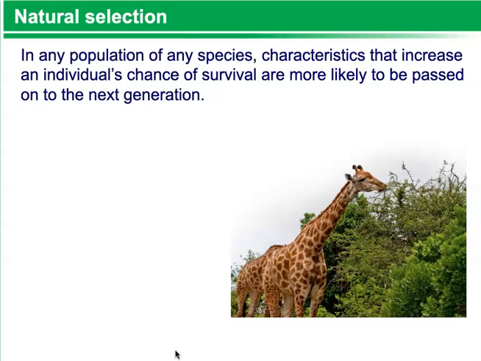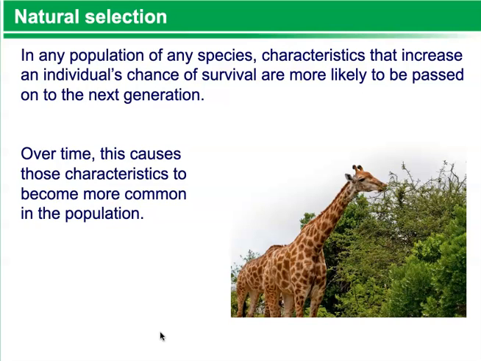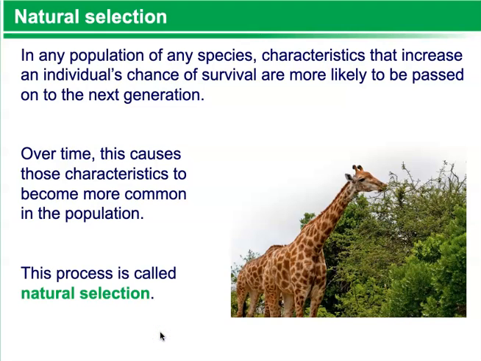Natural selection. In any population of any species, characteristics that increase an individual's chance of survival are more likely to be passed on to the next generation. Over time, this causes those characteristics to become more common in the population. This process is called natural selection.